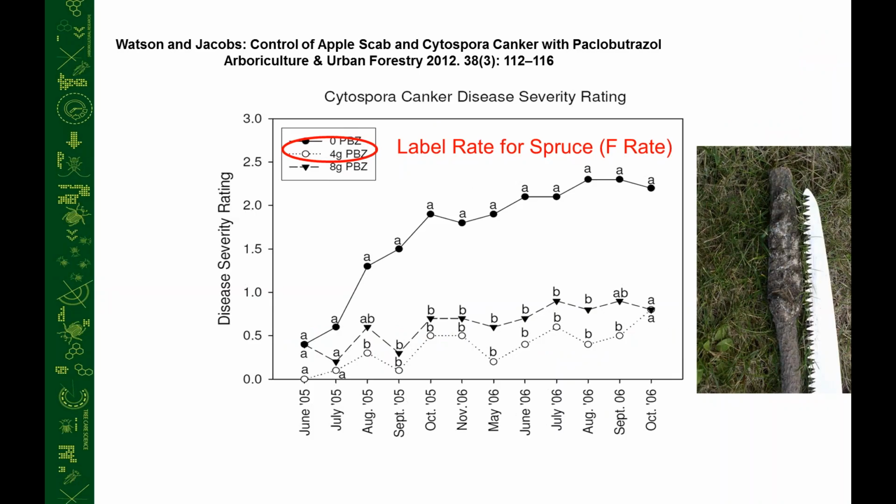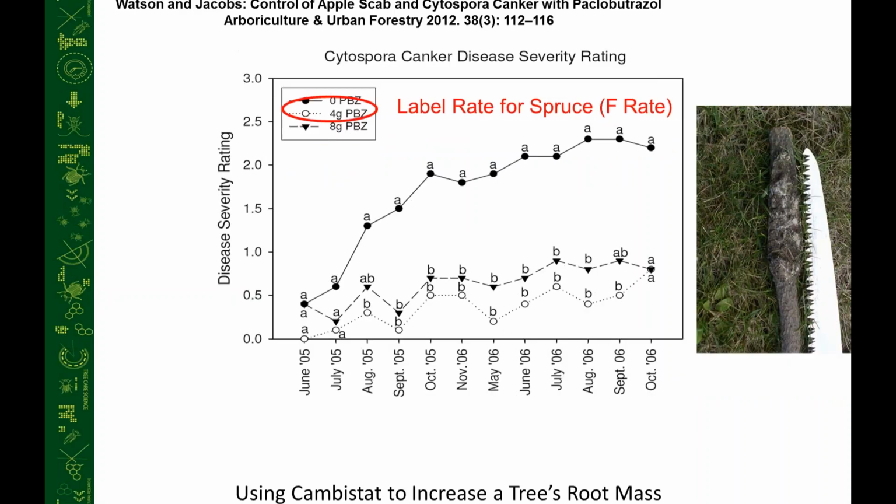This is from the same paper. This is showing the disease severity rating of Phytophthora canker on blue spruce. Now, we'll discuss this further. In about 2 weeks, we'll be doing another webinar on Phytophthora canker and ways to manage it. But this is just a quick little preview of this. What Dr. Watson found is that one soil application of paclobutrazol, again, the active ingredient in Canvastat, drastically reduced the instance of Phytophthora canker on blue spruce. Again, tune in a few more weeks, and we'll talk a whole bunch more about that.